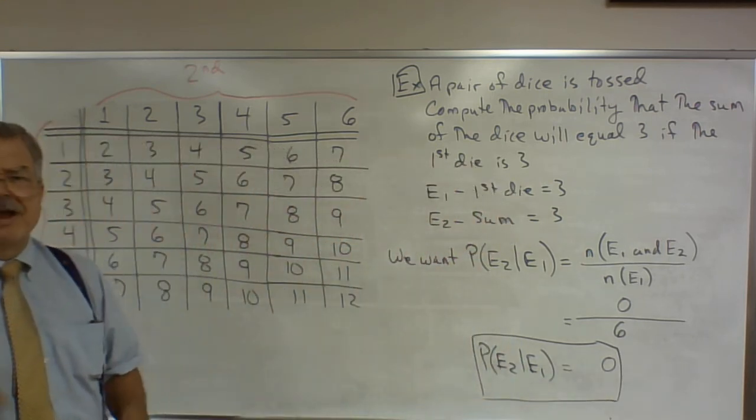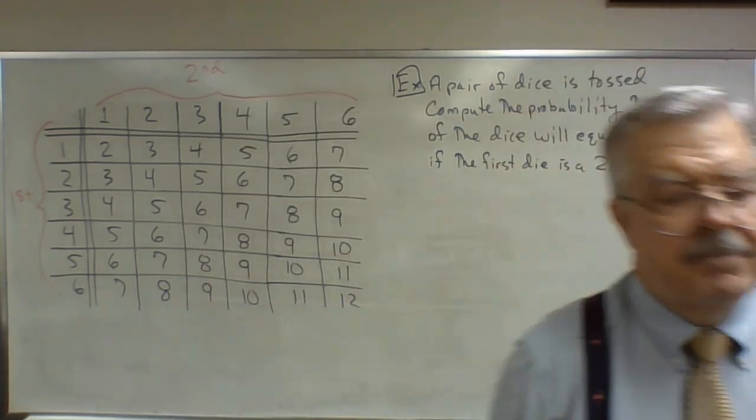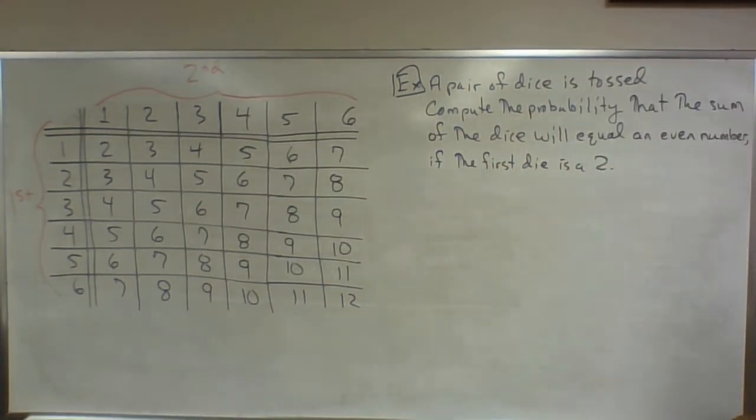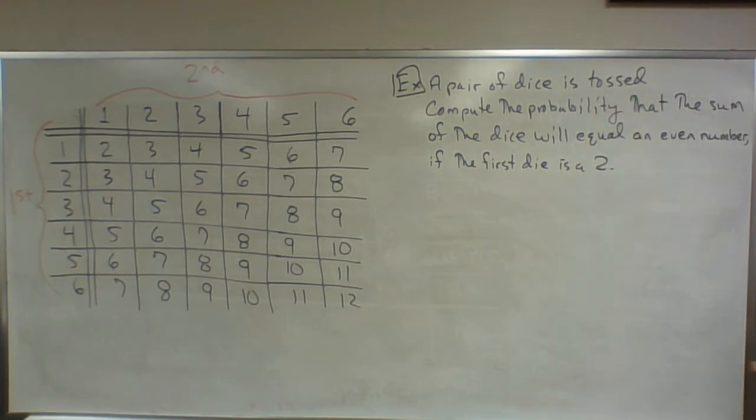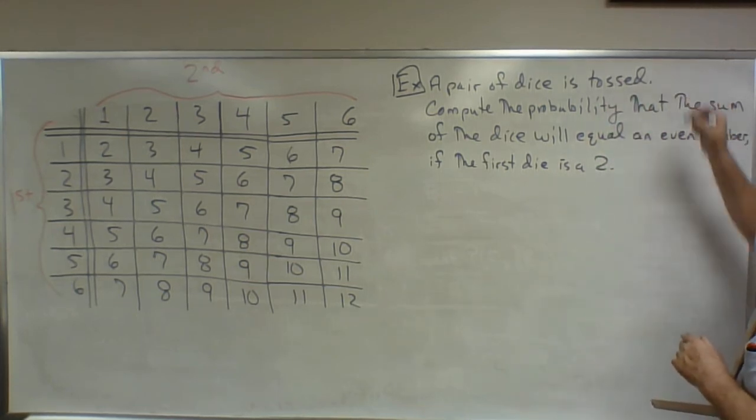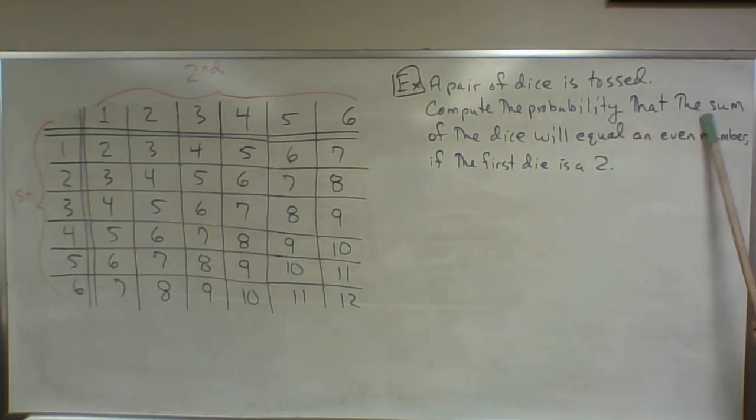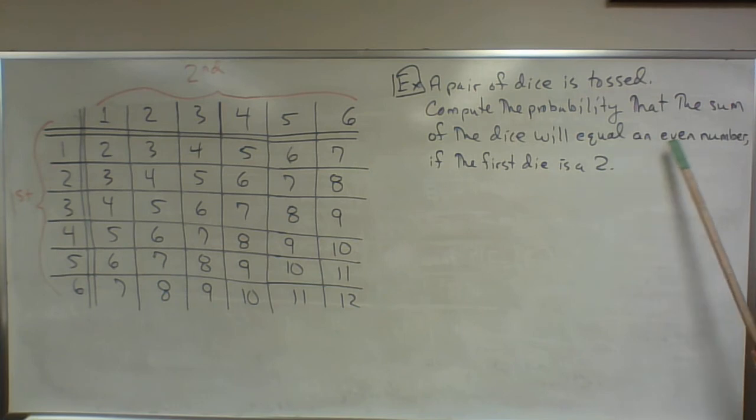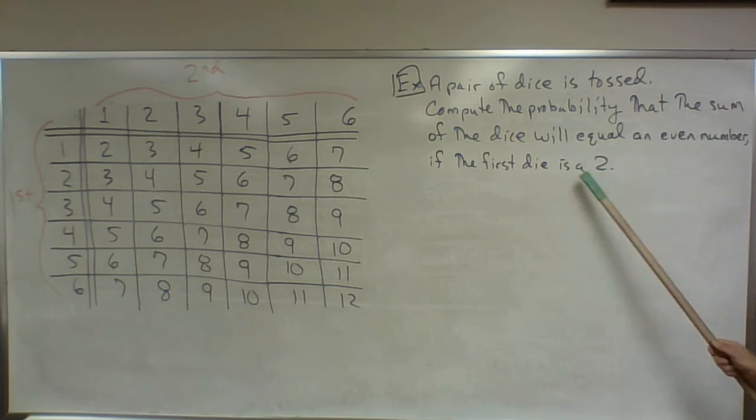Let's do some more exercising using this formula. Okay, let's look at this exercise. A pair of dice is tossed. Compute the probability that the sum of the dice will equal an even number if the first die is a 2.